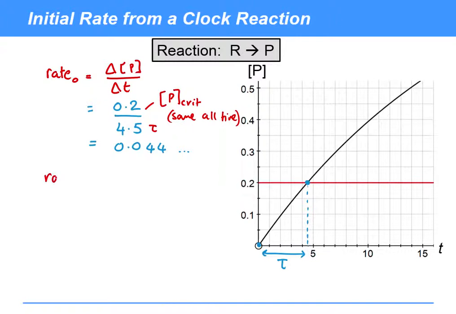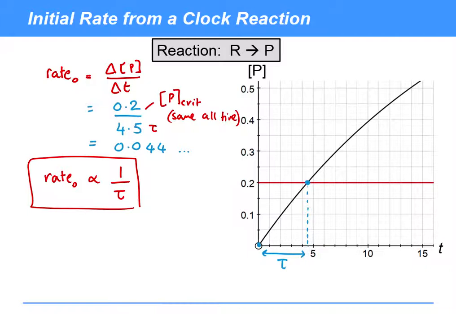So we can say that the initial rate of reaction for a clock reaction is directly proportional to 1 over tau. And so actually we can just use 1 over tau as an approximation to the initial rate in these experiments. So that is the key result for a clock reaction. Now, one question that arises from this is, how accurate is this? And you might want to pause the video now and just think about what could change here to make this more or less accurate.